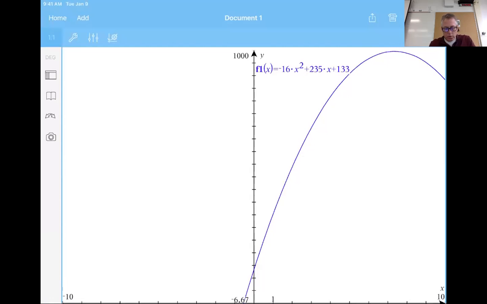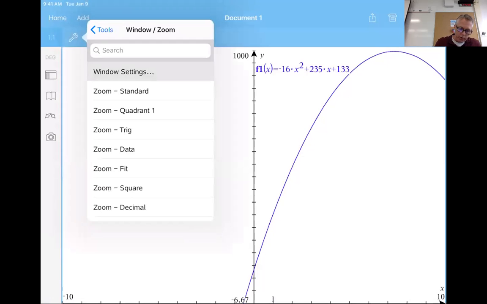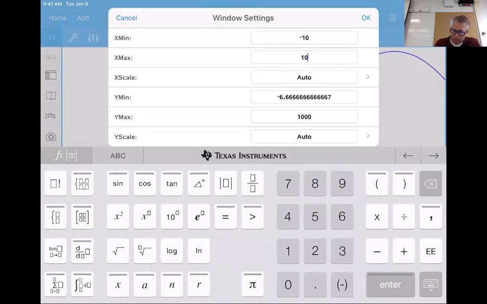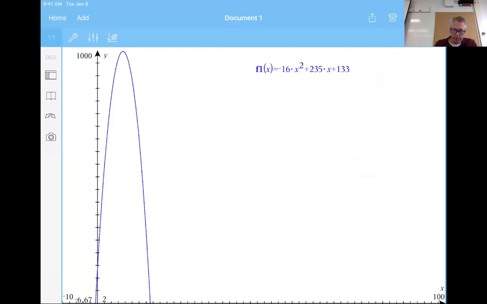do. So I'll go back to the toolbar, go to my window settings, and now I want to change my X max to a larger number. So I always increase by a factor of 10. It, of course, gets much bigger very quickly, but there it is. I can see my parabola.